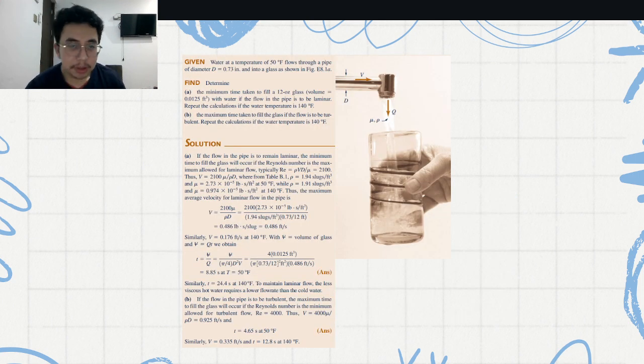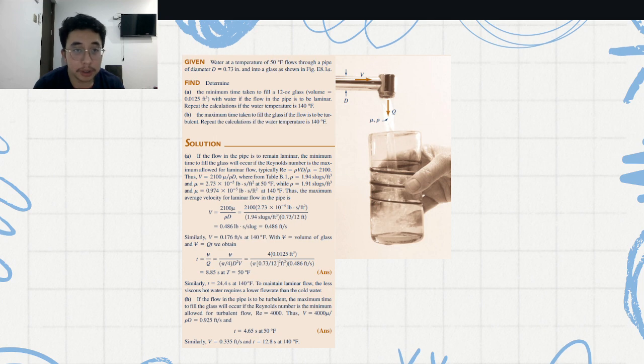So let me give an example of a type of question. We are given water at a temperature of 550 Fahrenheit flowing through a pipe of a diameter of 0.73 in and into a glass shown in this. The flow is flowing like this. We need to determine the maximum time required to fill a 12 ounce glass.